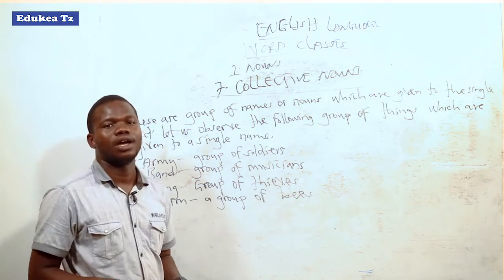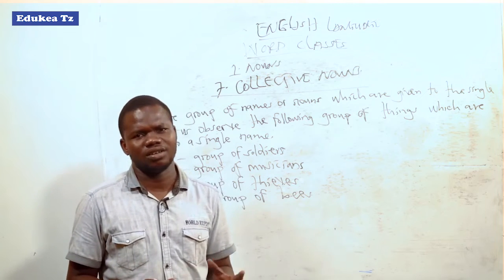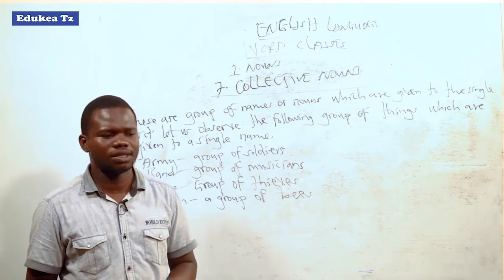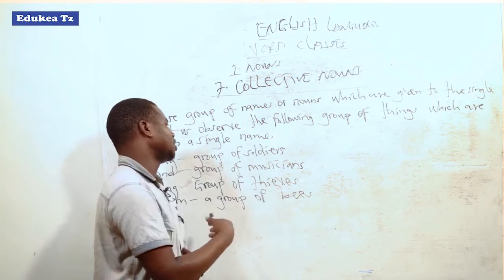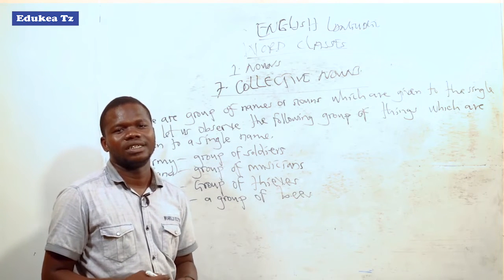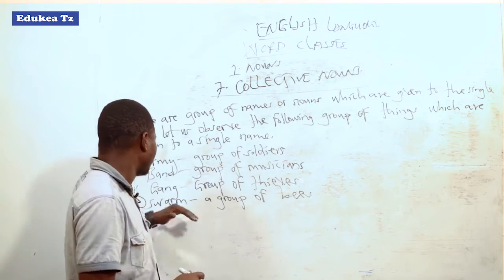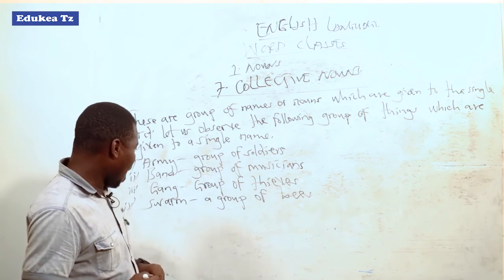So army is a group of soldiers. For example, the Tanzanian army. We could say Tanzanian soldiers, but that is not good. Simply, those soldiers have their one name. They are termed in a group, and then we use the word army.